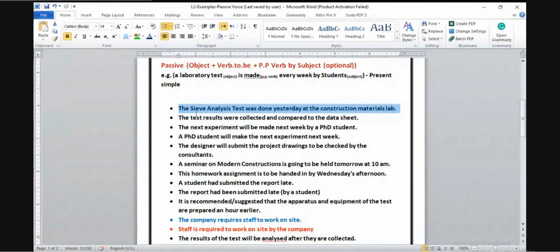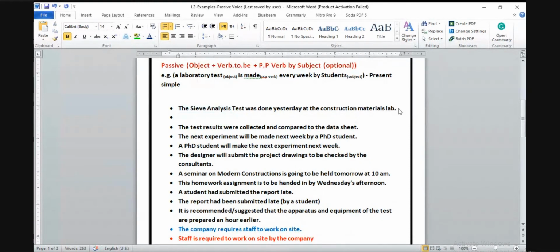And why do you think it's passive? Because it begins with the object, exactly, Muntazar. And the object is the sieve analysis test, exactly. هي كلها. Good. Could you make it active, Muntazar?